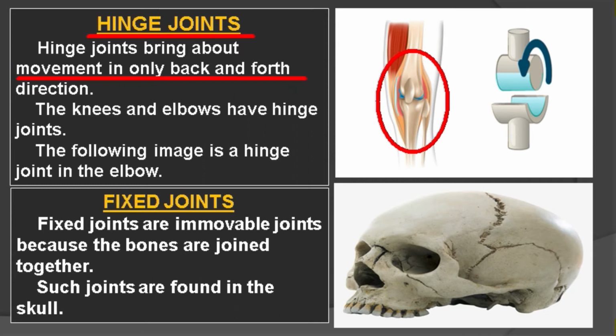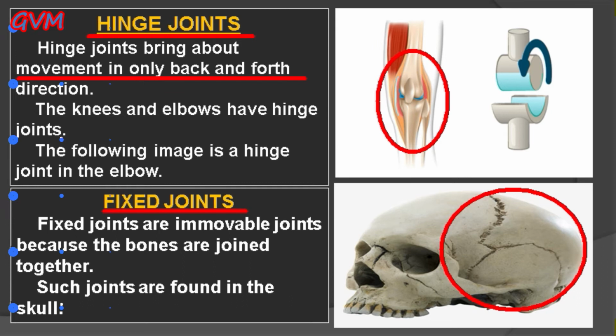Now students, the next kind of joint is fixed joint. Students, as the name suggests, these joints are immovable joints because the bones are joined together, as you can see here. This one over here. And students, this kind of fixed joint is basically found in our skull.